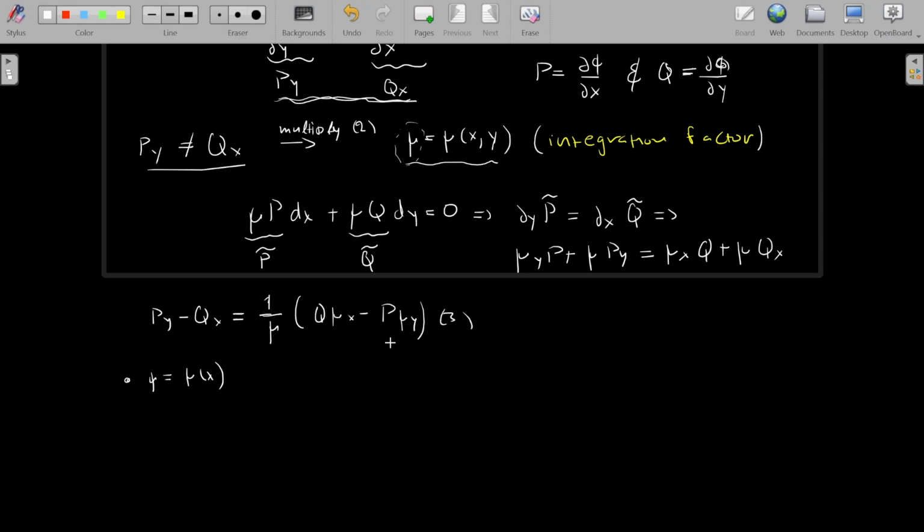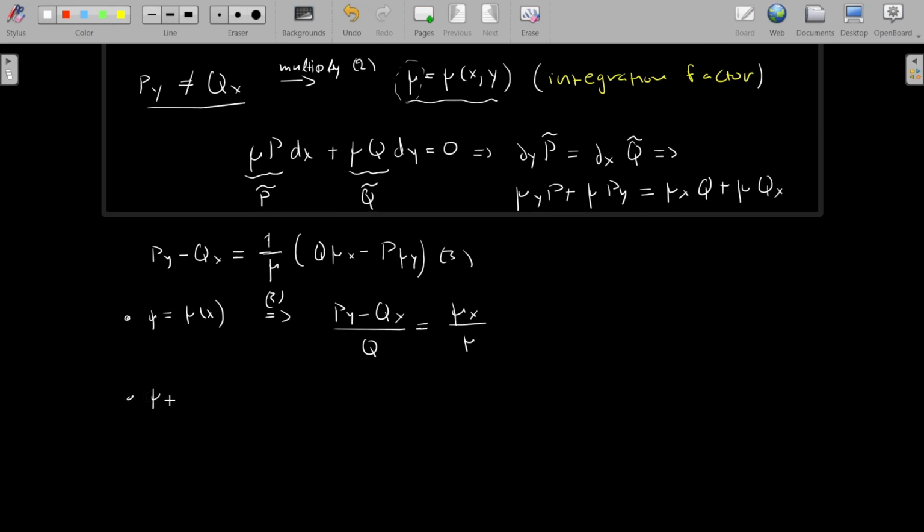Let's call this 3. Then 3 is going to transform: P_y minus Q_x, so this is going to be 0. So over Q is equal to minus x over mu.